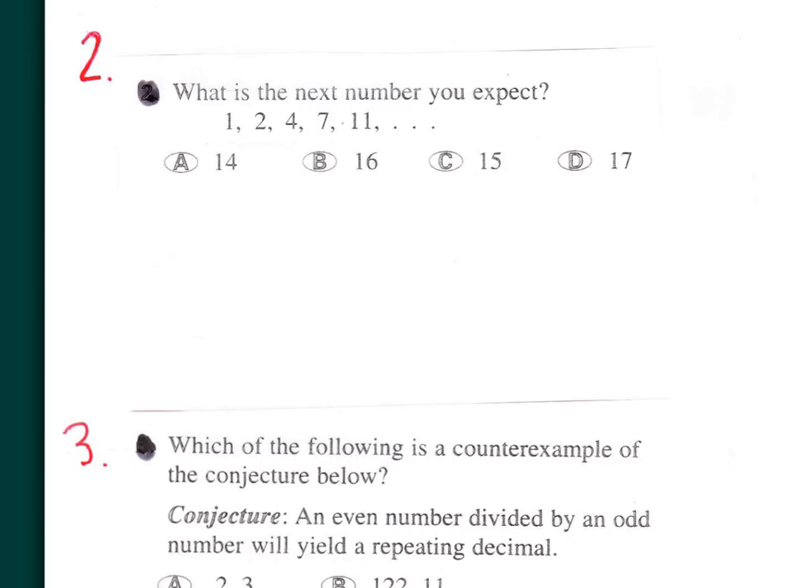Number 2, what is the next number you expect? So you have 1, 2, 4, 7, and 11. Look for the pattern and determine which one is next. A is 14, B 16, C 15, and D 17.